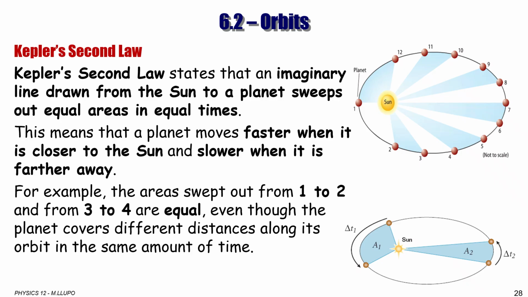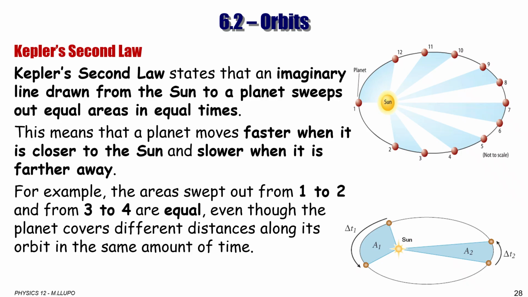Look at the diagram on the right. You see that area A1 is equal to area A2. In order for A1 to be equal to A2, the distance that the planet covers from point 1 to point 2 has to be longer for the same amount of time. Delta T1 is equal to delta T2.